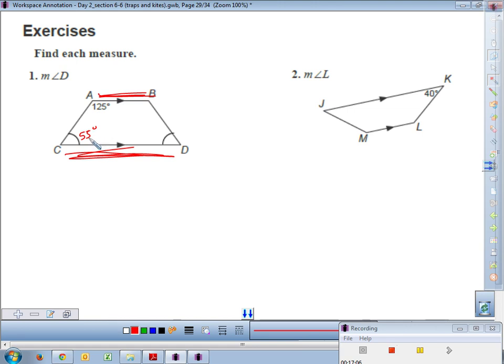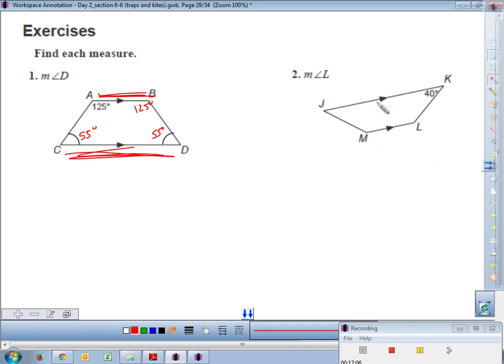Then, by way of arc marks, if that's 55 degrees, this has got to be 55 degrees. And again now, here's some consecutive angles between parallel sides. So if this is 55, this has got to be 125. So, isosceles trapezoid there. This guy is just a plain old trapezoid.